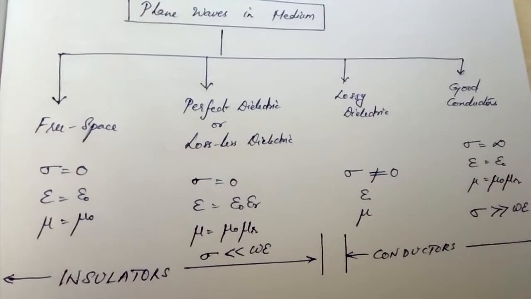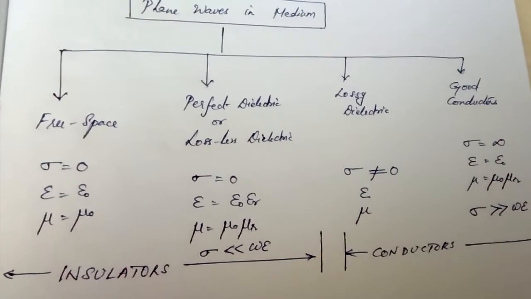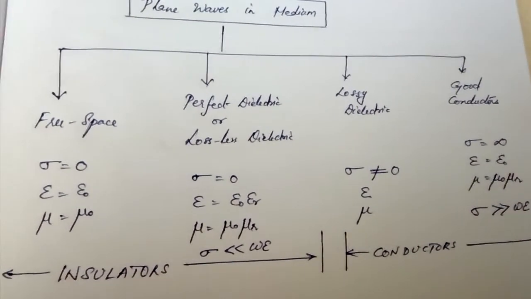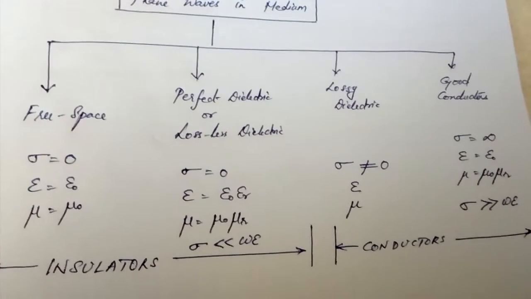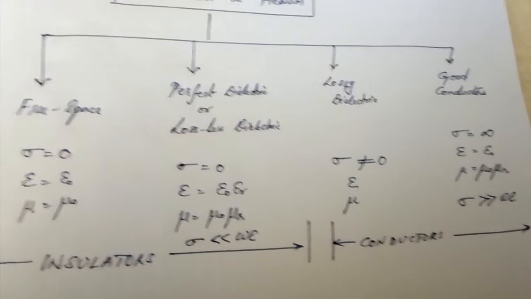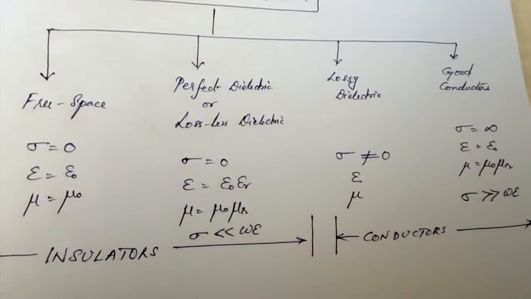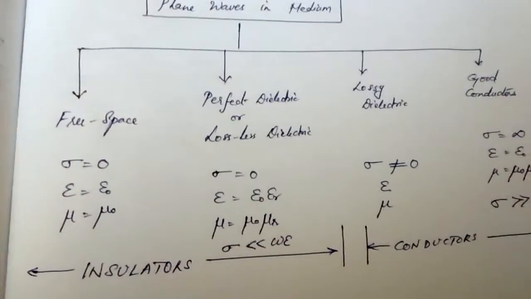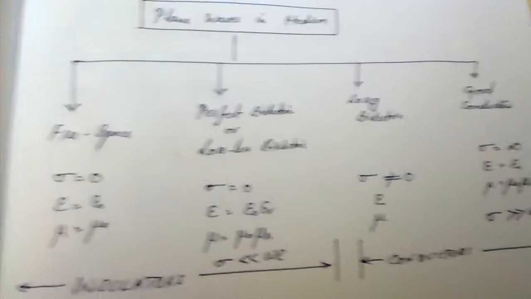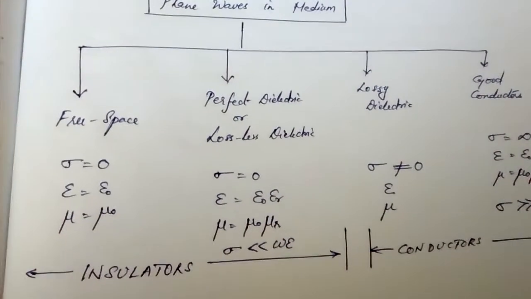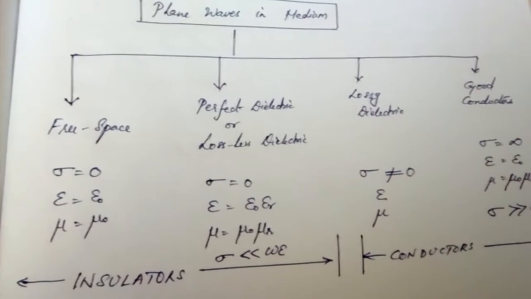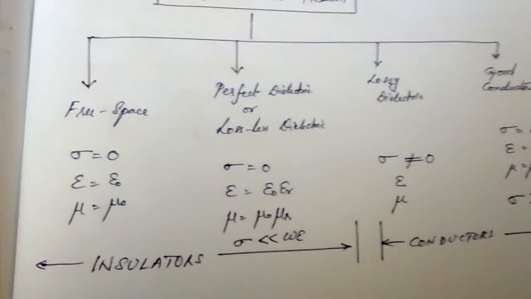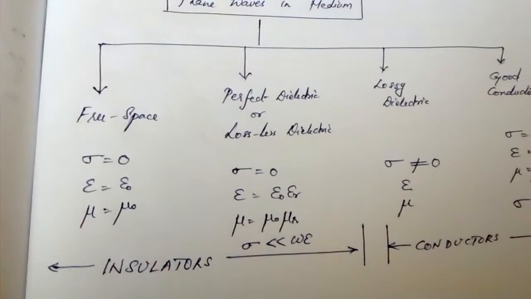First one is good conductors, where conductivity sigma is infinity, the permittivity epsilon is equal to epsilon 0, and mu is equal to mu 0 mu r. The condition is sigma greater than omega epsilon. The second one is lossy dielectric. Lossy dielectric means the conductivity sigma is not equal to 0. There is some conductivity. Permittivity is epsilon and permeability is mu.